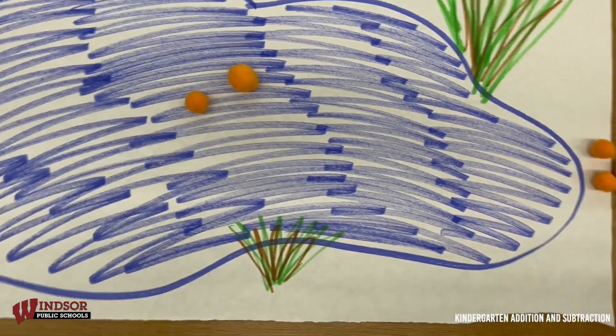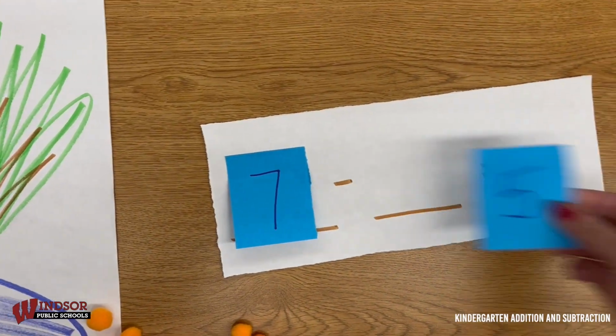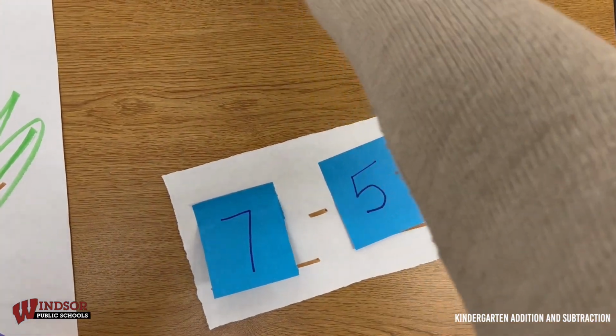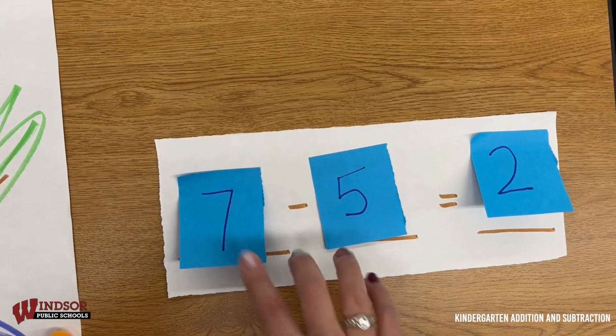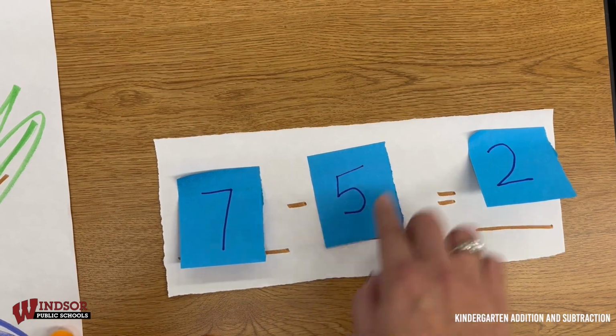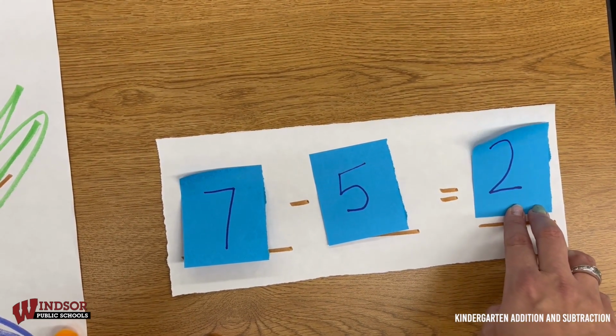So now if I'm going to move over here to an equation, I started with 7, I took away 5, and I have 2 remaining. And so this helps students to see that I started with 7, I took away 5, and I have 2 left, and to notice that the 2 is the smallest number out of the group.